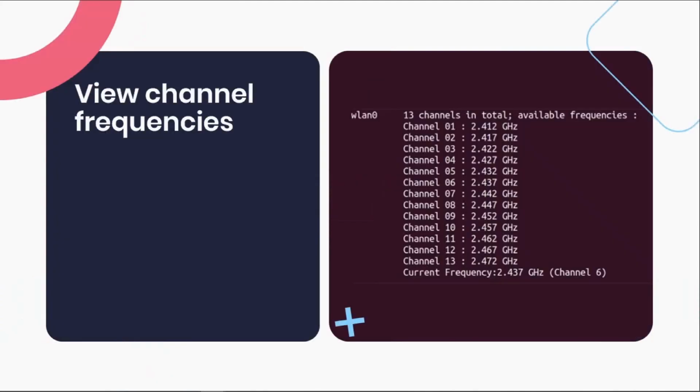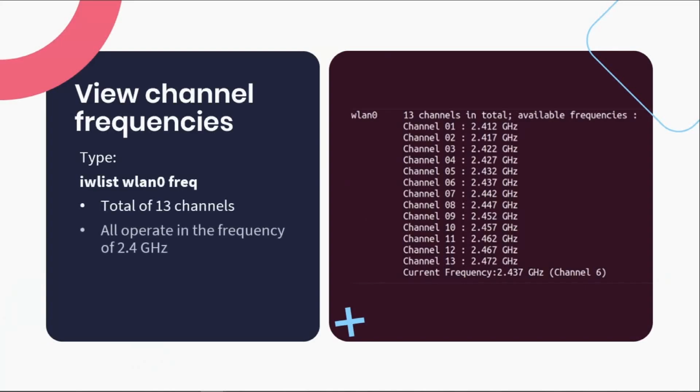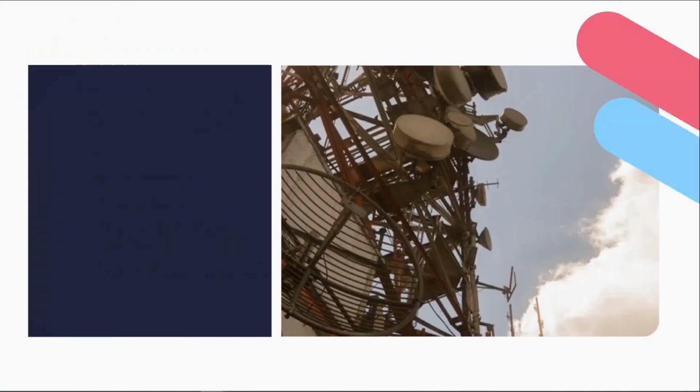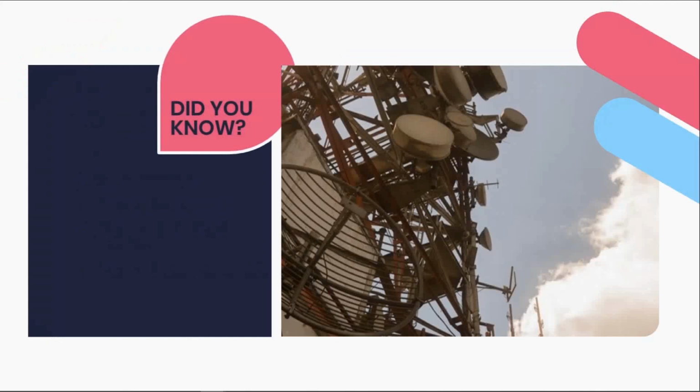To display the frequencies the channel is operating in, you would type in the following command. We can see that there is a total of 13 channels and the frequency they operate in. We can also see that we are currently connected on channel 6. Wasn't that fun? Let's break here for a quick did you know.